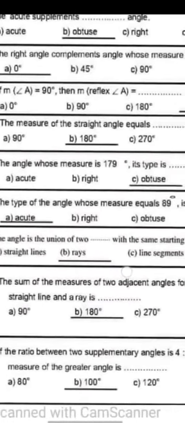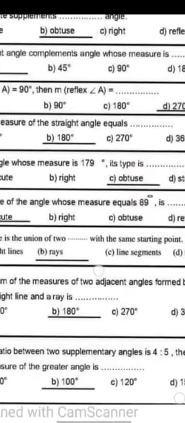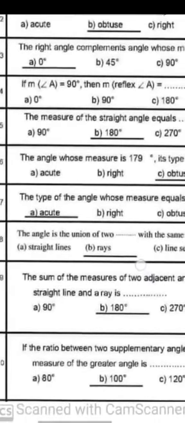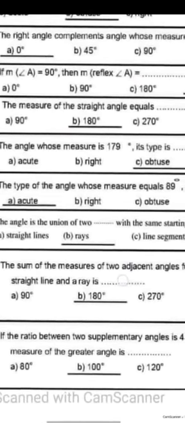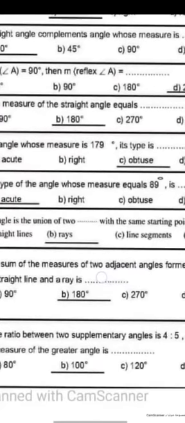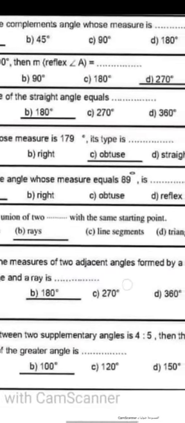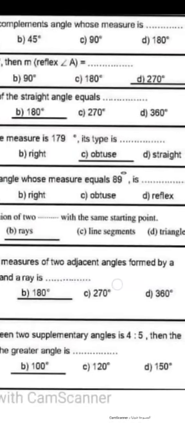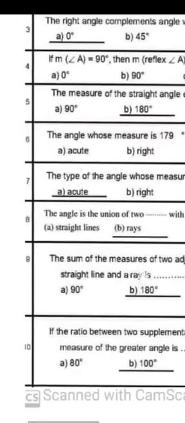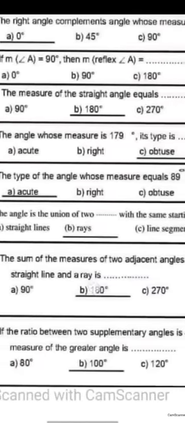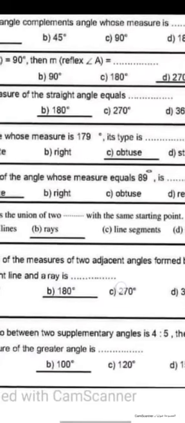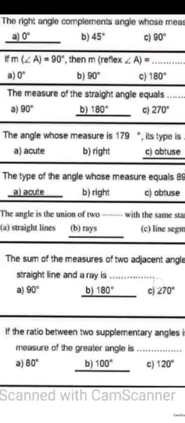Number 5, the measure of the straight angle equals 180, like supplementary angles. Number 6, the angle whose measure is 179, its type is obtuse, not straight, okay? Number 7, the type of the angle whose measure equals 89 will be an acute angle.